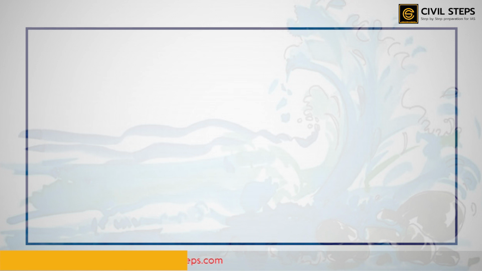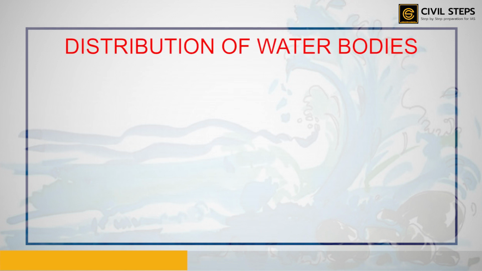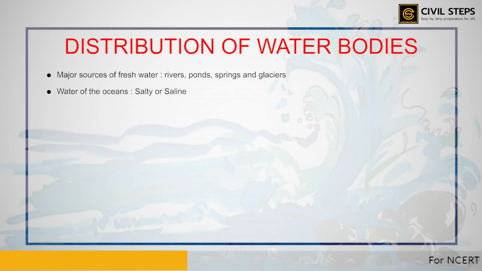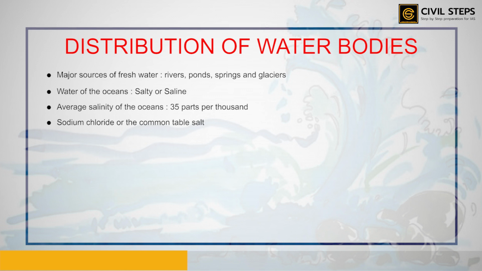The second thing that we are going to discuss is the distribution of the water bodies. The major sources of fresh water are the rivers, ponds, springs and the glaciers. The water of the oceans is salty or saline. Salinity is the amount of salt in grams present in 1000 grams of water. The average salinity of the oceans is 35 parts per thousand, and most of the salt is sodium chloride, or common table salt.